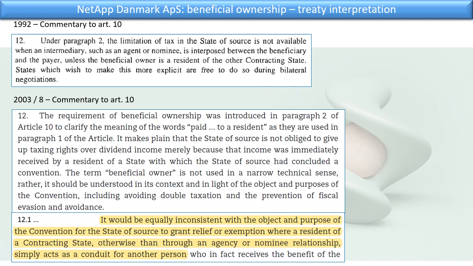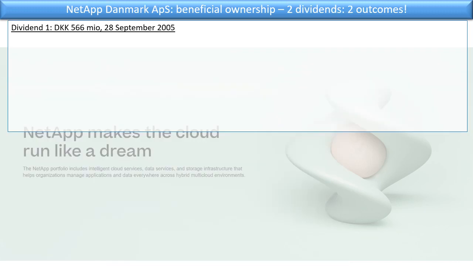But now we do need to look further at where the dividends go. Maybe if they went straight to the US and the US is the beneficial owner, and therefore the US Danish treaty could apply, then still there would be no dividend withholding tax due. And the strange thing here is there were two dividends paid, and almost counterintuitively, the second one qualified for the exemption, but the first one did not. So let's have a look at this.